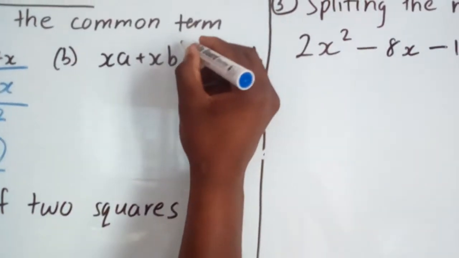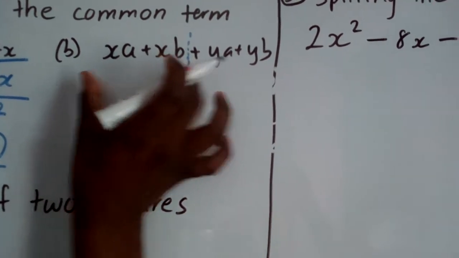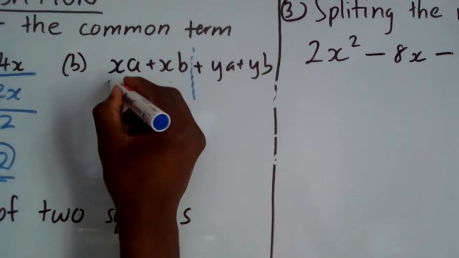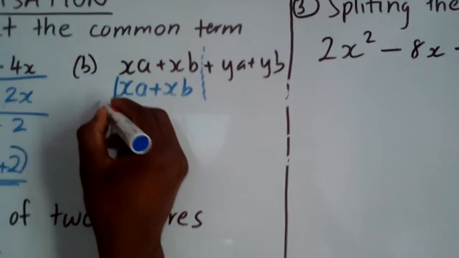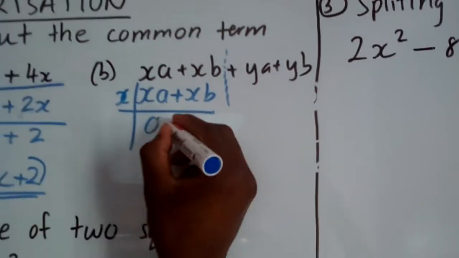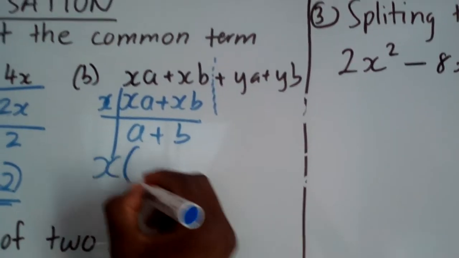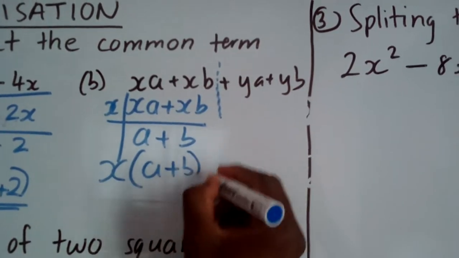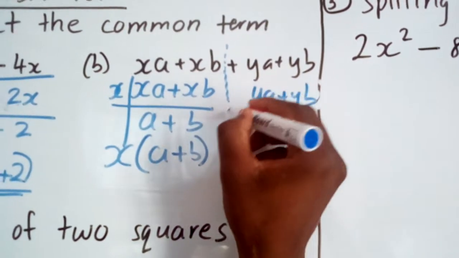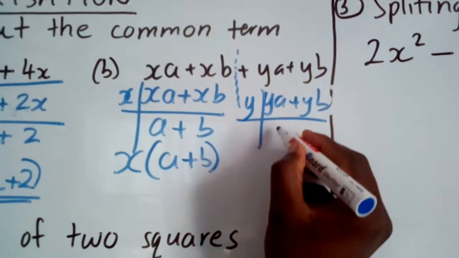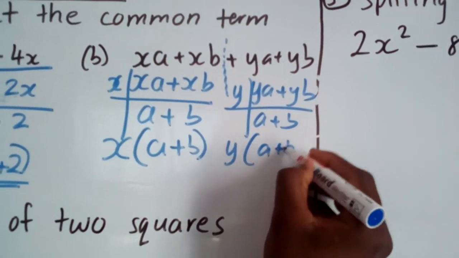On our second example, we split the part, this part alone and that part alone. Now from this part, that is xa plus xb, we take the common factor, that is x, we are left with a plus b. And from the other side, ya plus yb, we take out the common factor y, we are left with a plus b. So y is out, a plus b is inside.